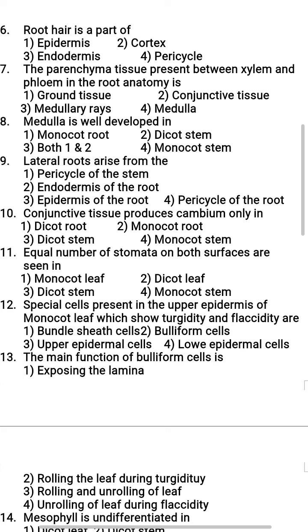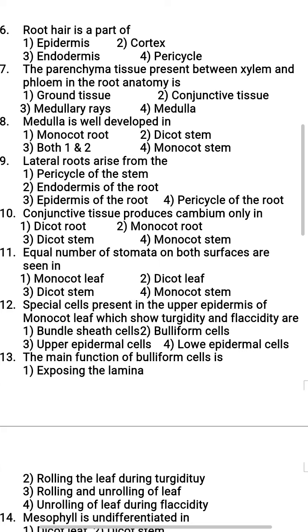10th question. Conjunctive tissue produces cambium only in, let us see options. Option 1 dicot root, option 2 monocot root, option 3 dicot stem, option 4 monocot stem. So the correct answer is option 1, dicot root. Now let us see a detailed explanation regarding this one. Conjunctive tissue. We had a discussion previously for another question. Now let's have a discussion once again.